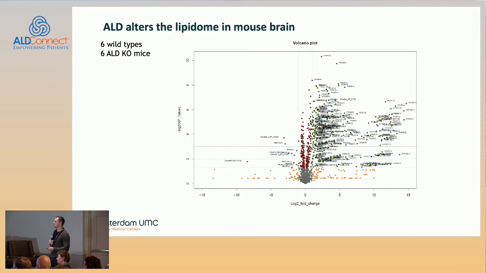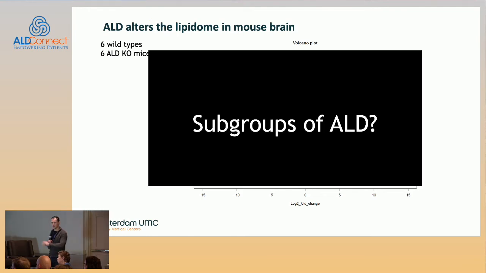We can also do this in tissue and model animals. So this is brain tissue of ALD knockout mice. Again, you can see how many changes we can detect. Now this is interesting. We can see that quite some changes happen as a result of ALD compared to healthy controls. But what about subgroups?